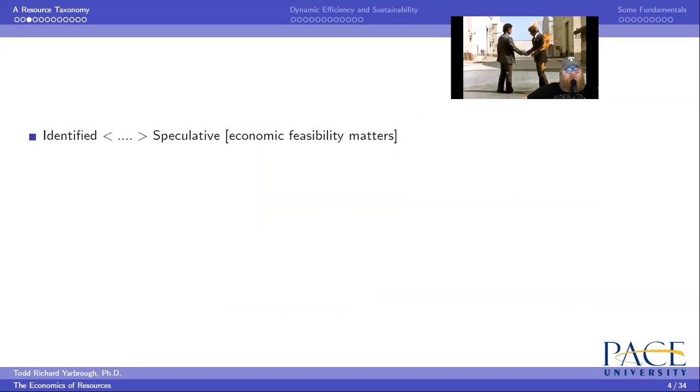So we want to think about resources as existing on a spectrum between identified and speculative, meaning that on one end we know they're there, we know exactly where they are, and how we need to go about getting them, and then all the way to the more speculative side. And within this conversation, economic feasibility really matters, because even if we have identified a particular reserve of a resource, whether or not it is considered current comes down to whether it's economically feasible to extract.